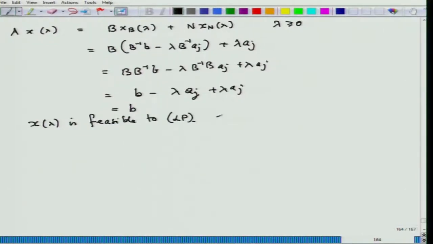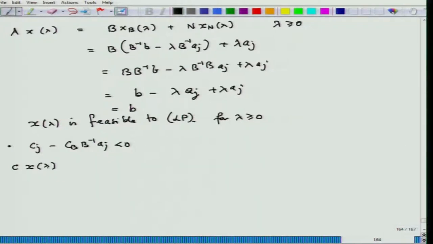Now obviously for lambda greater than or equal to 0, for any lambda greater than or equal to 0. Now we are given the following, that c_j minus c_B B inverse a_j, that is the reduced cost coefficient corresponding to the jth column, is strictly less than 0. Now what is c of x(lambda)?